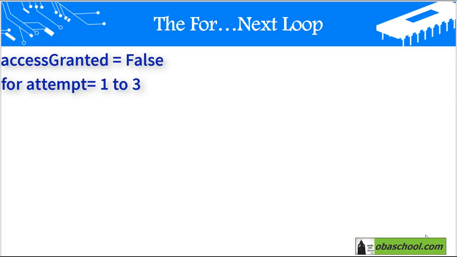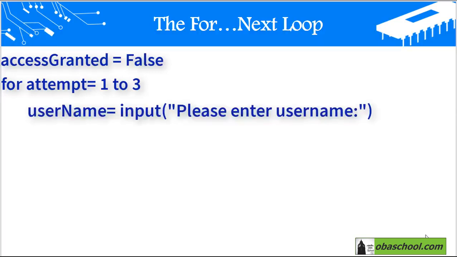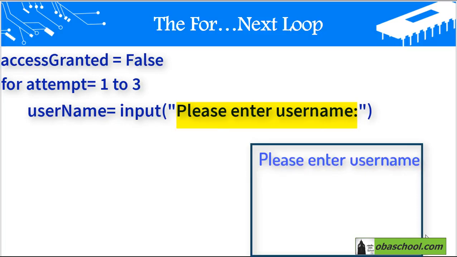Then we will go inside the for loop and put in variable username input, and between parentheses and quotations, "please enter username". So input means that the user must enter data, and "please enter username" will be shown to the user.